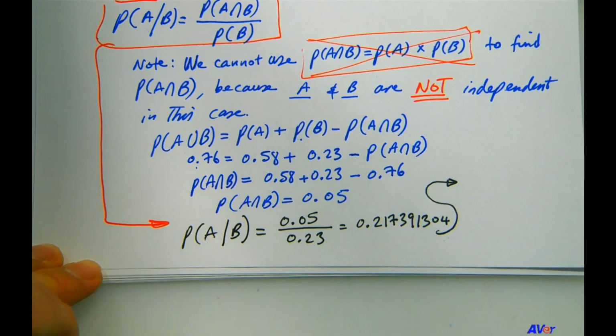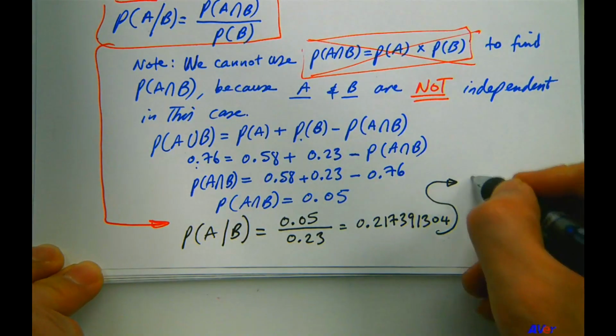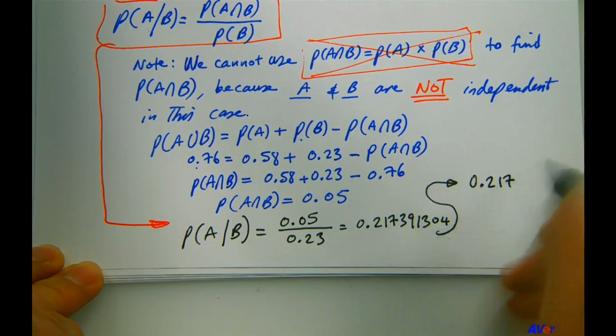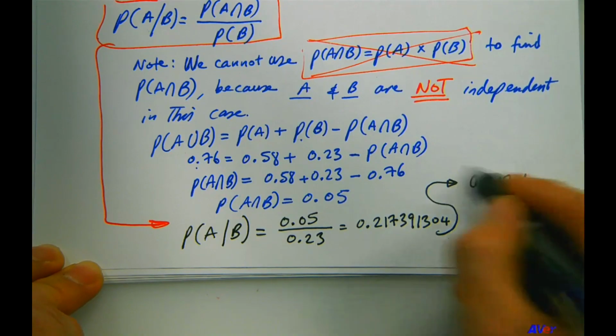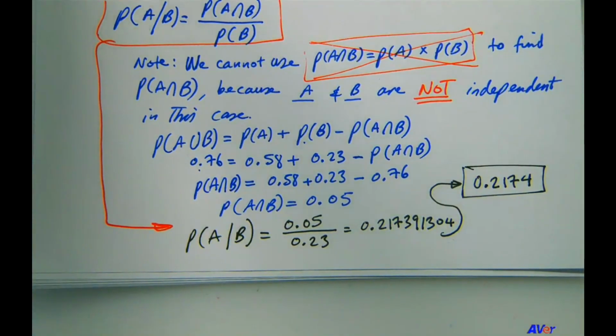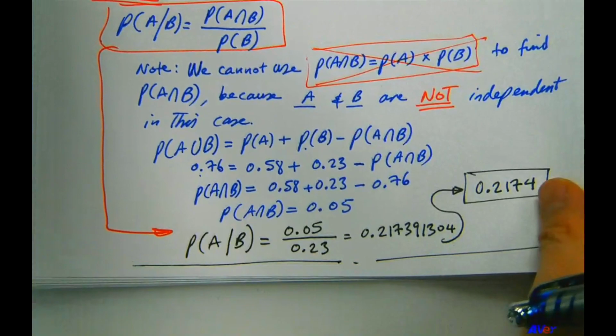Normally in probability, usually or most often, we would want to round this to 4 decimal places. So this would be 0.217, and then 3 should be rounded up, because the number that comes after it is 5 or higher. So if it was 5, 6, 7, 8, 9, we would round this up. So this would be 4. And so we have our answer rounded to 4 decimal places. Okay, so that's that. Let's do one more example.